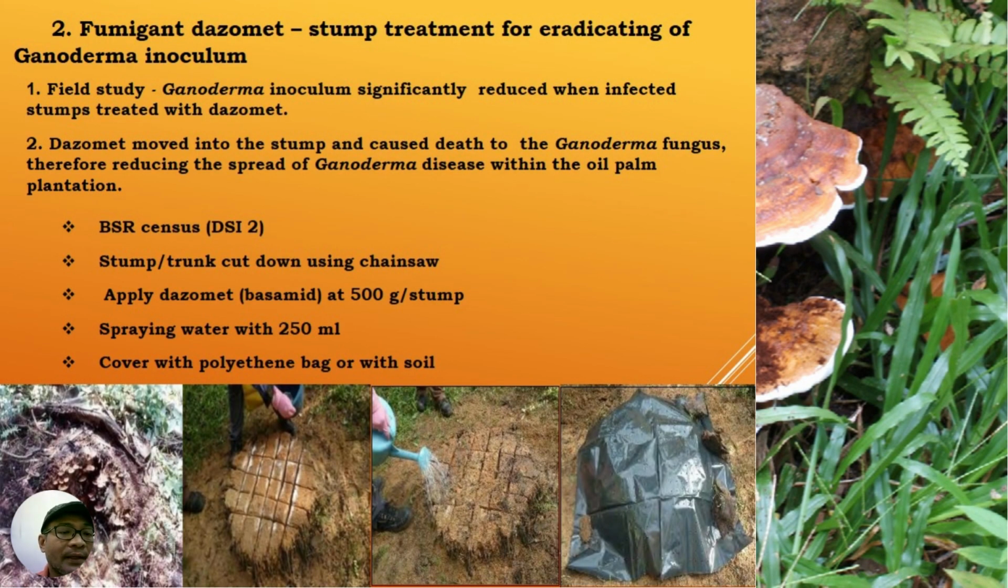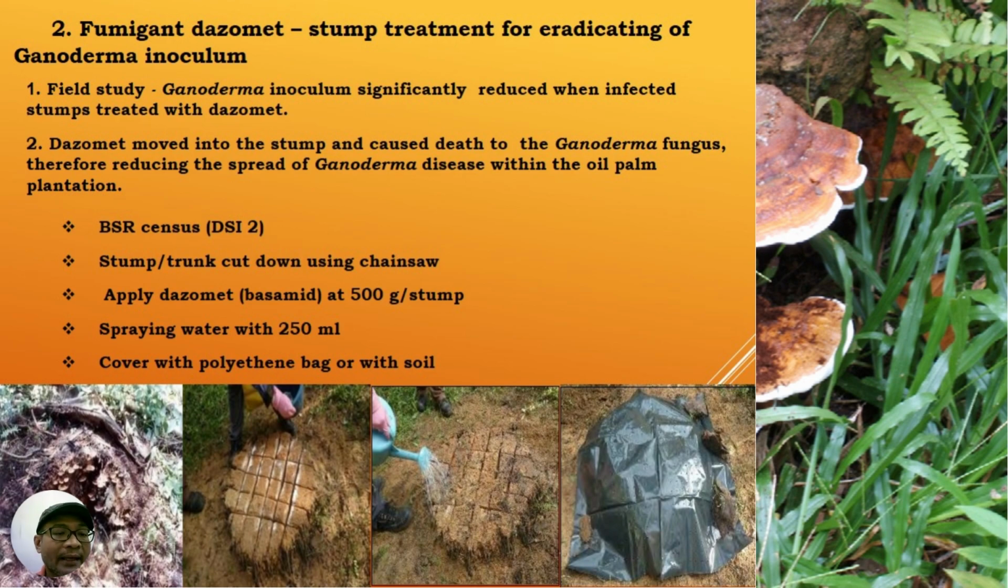Number two, we use the fumigant Desomet with stem treatment for eradicating Ganoderma inoculum. As I read in the field study and based on my research, Ganoderma inoculum is significantly reduced when infected stems are treated with Desomet. Desomet moves into the stem and causes death to the Ganoderma fungus, therefore reducing the spread of Ganoderma disease within the oil palm plantation.